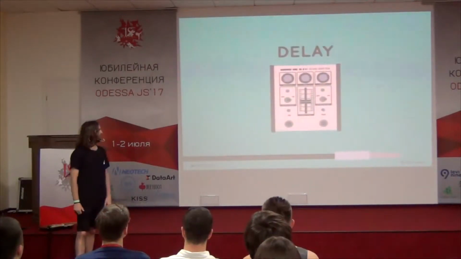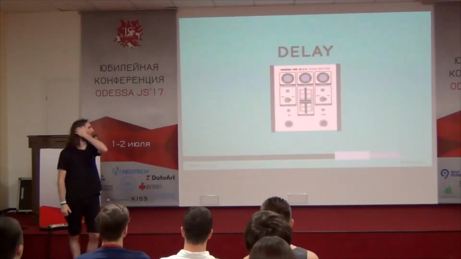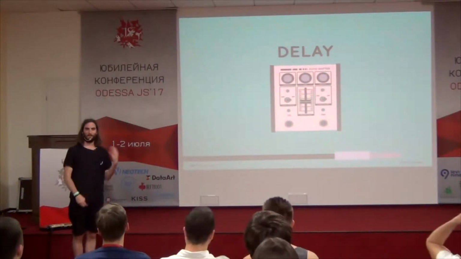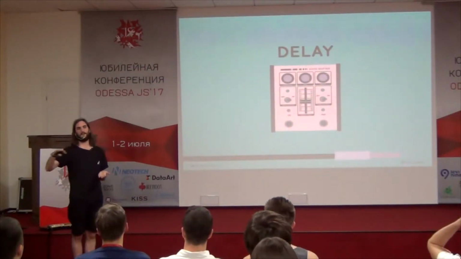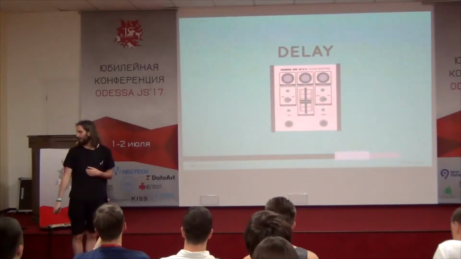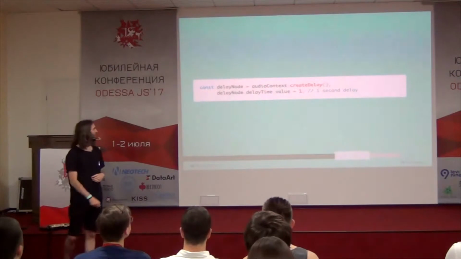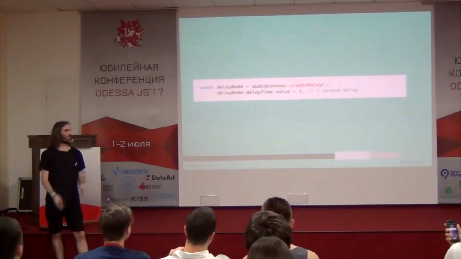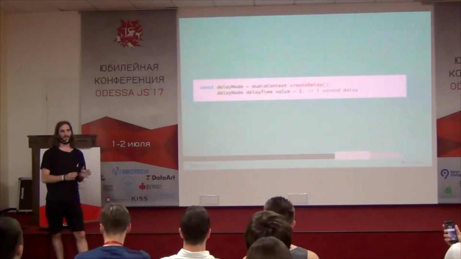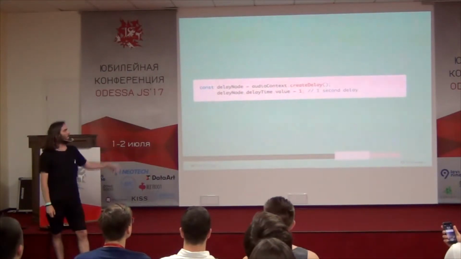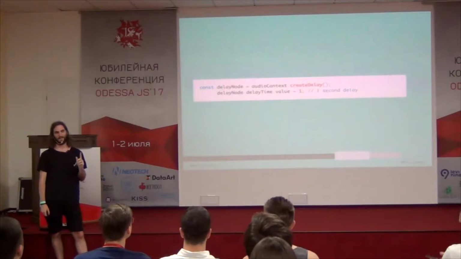The next effect I wanted to make is a delay effect. A delay effect is basically something you put on your audio and it will make it repeat and fade out in the end. And conveniently enough, there is a delay node. So what this is going to do is delay the playing of your sound. So if I would say, for example, the delay time is 1, it will delay my sound by 1 second.